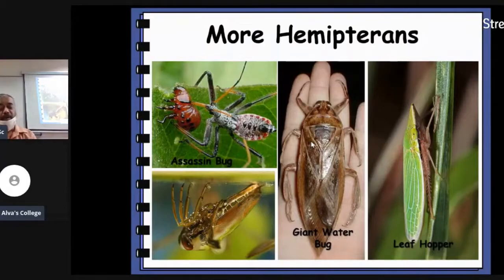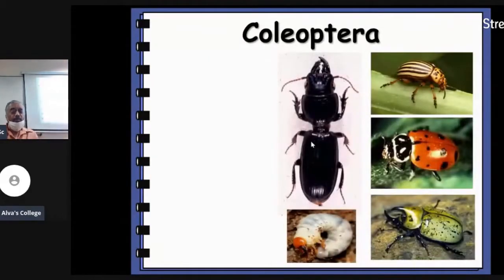The middle one is called a drain water bug. You can see them in any fresh water pools. If the water is fresh, only then can you find this drain water bug. If drain water bugs are not there in a water body, then you can suspect that the water is not pure or clear. Then we move on to another group of insects which are called Coleoptera.